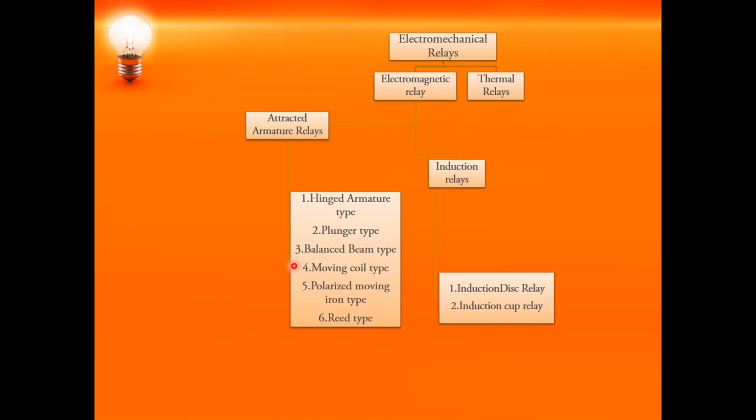We will see into all the 6 types of attracted armature relays as well as these 2 types of induction relays in detail. Before moving to the hinged armature type relay, we should know the working principle of the attracted armature type relays. All these 6 types of attracted armature relays work on the same basic principle.